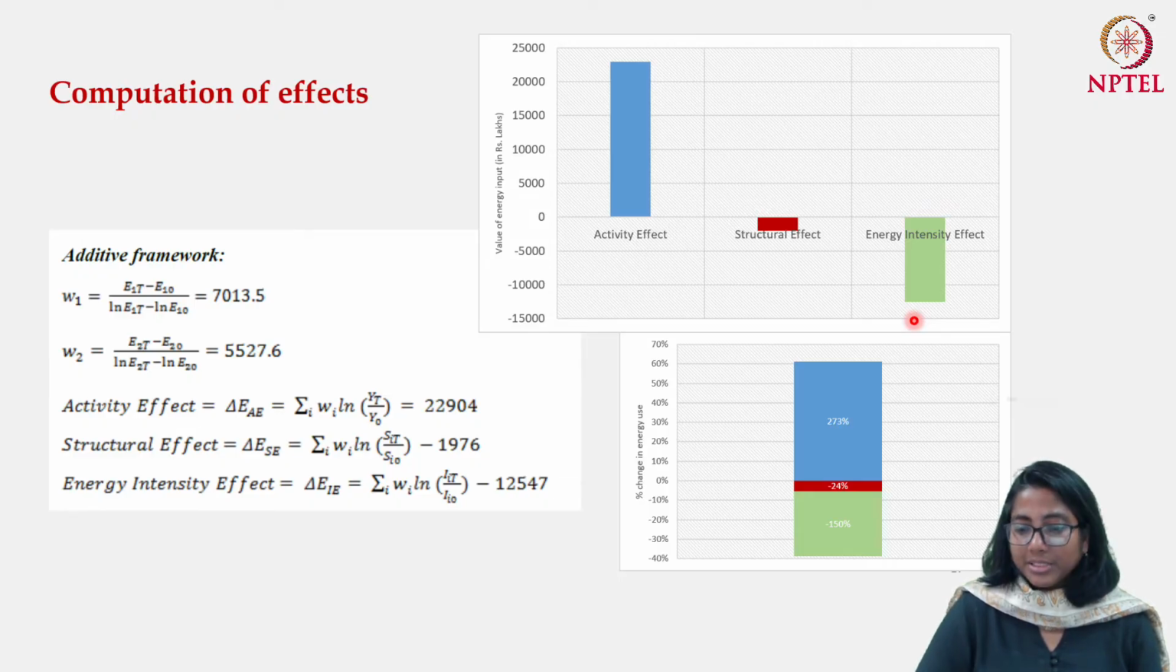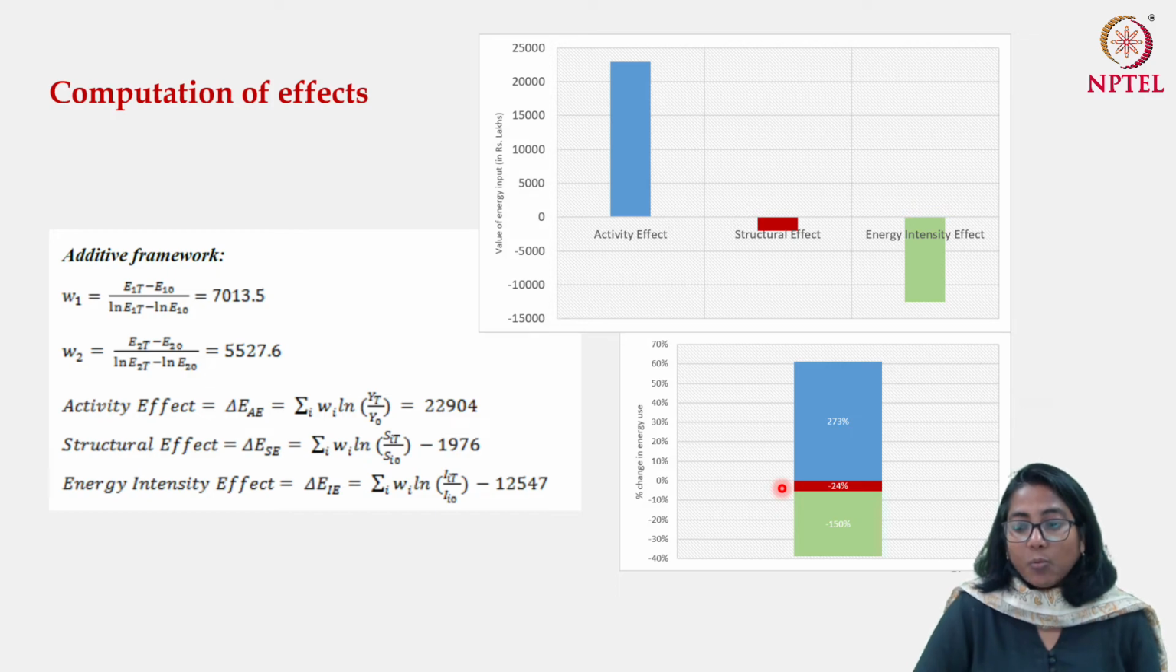What does this stacked diagram say? It says, see, this is the zero, this is the starting point. It says that had there been no change in structure as well as in energy intensity, energy demand would have grown by 273% of what it is now. So had there been no change in structure and energy intensity, the energy demand would have been 273%, considering the current change to be 100%. So it would have been more than double the current change.